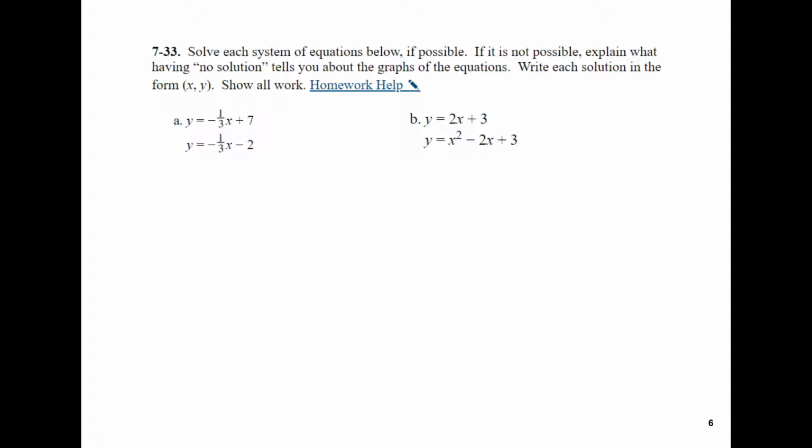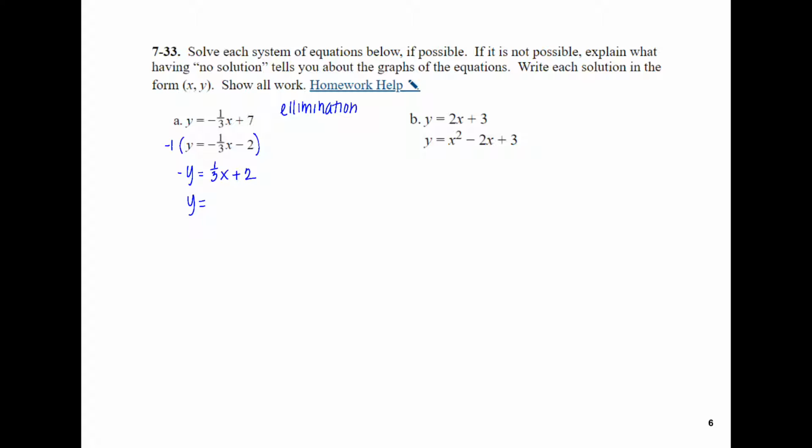In 7-33, we are going to solve the systems of equations below. So when we look at the following system, I am going to solve this system using elimination. And that's where I want to eliminate a variable. So I need to make their signs opposite. So I'm going to multiply one of these equations by -1. So now I have negative y is equal to positive 1/3 x plus 2.